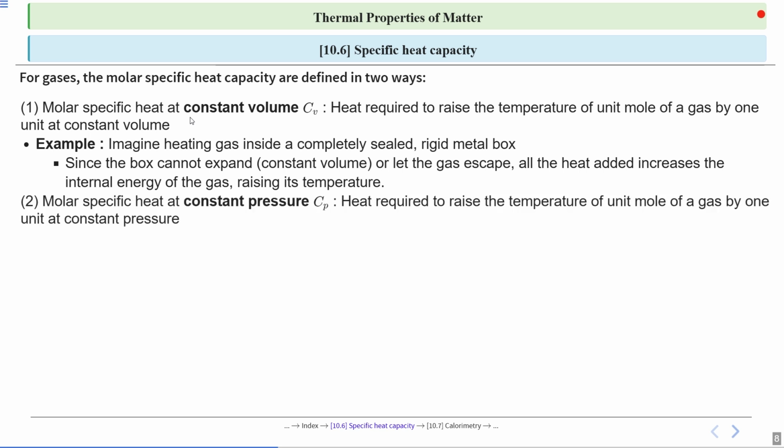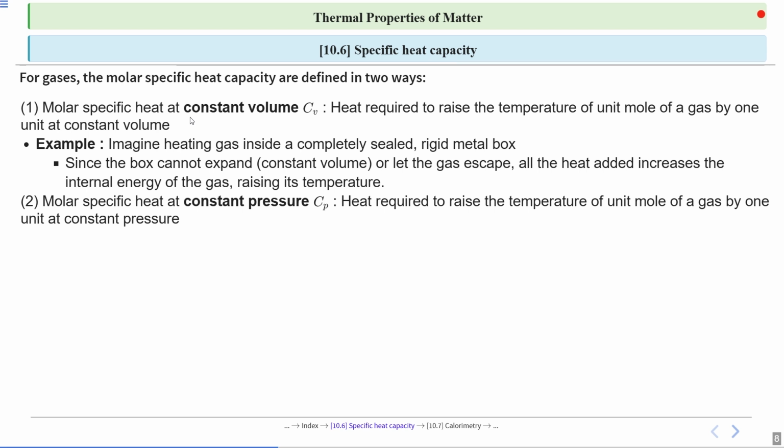Our second type is molar specific heat at constant pressure. So here pressure is constant. So we talk about the definition. It is the heat required to raise the temperature of 1 unit mole of a gas by 1 unit at constant pressure. So in molar specific heat at constant pressure, pressure is constant.